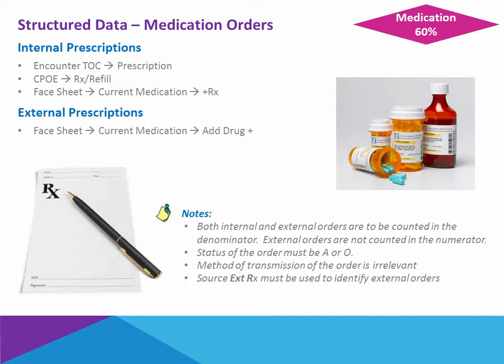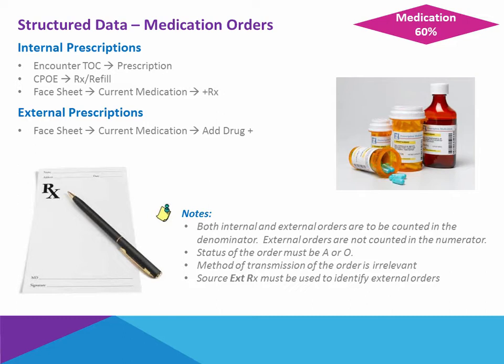So as we see here, for internal prescriptions, there are three different ways in Prognosis. You can do it directly through the Encounter Table of Content prescription option. You can do it from the CPOE tab, either prescription or refill, or during med reviews on the face sheet current medications, there is a plus RX column.